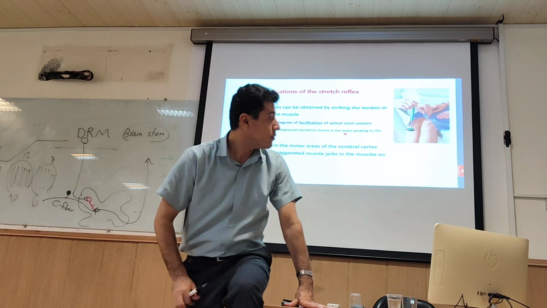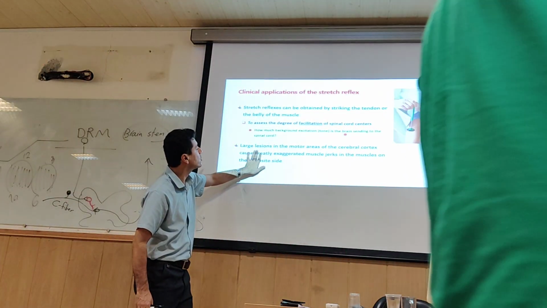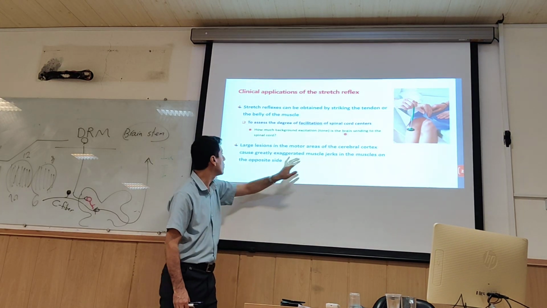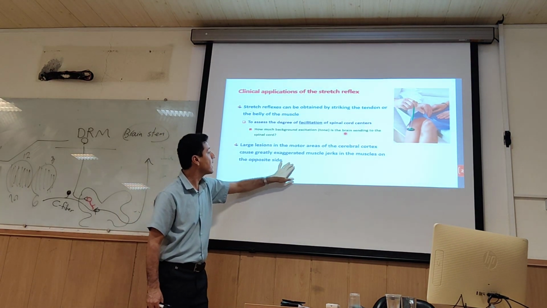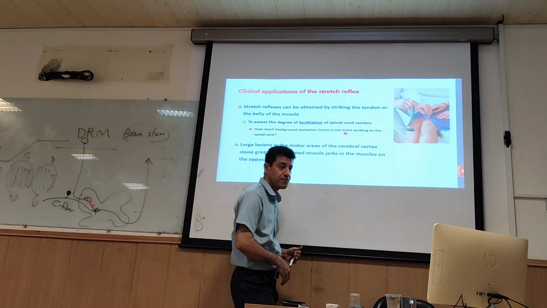So, a large lesion in the motor areas of the cerebral cortex causes greatly exaggerated muscle jerks in the muscle on the opposite side.